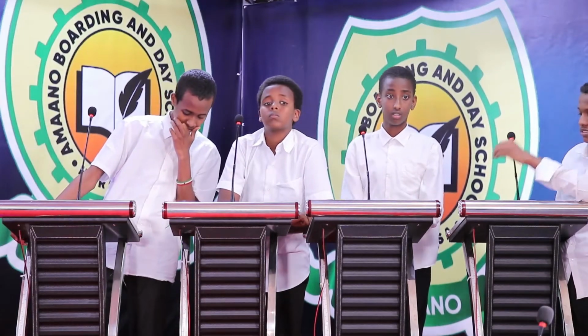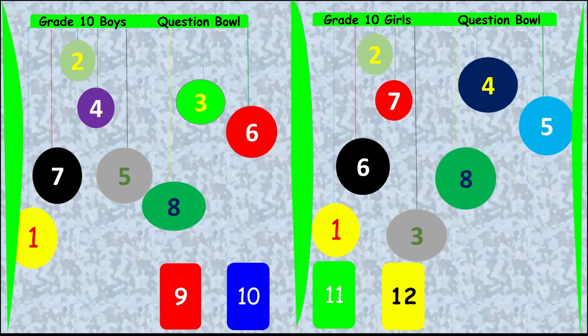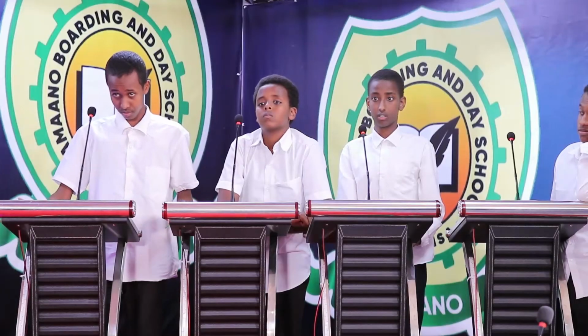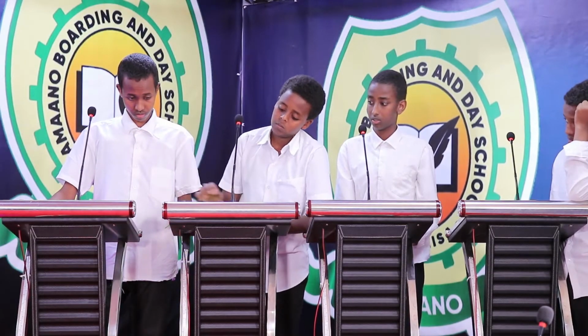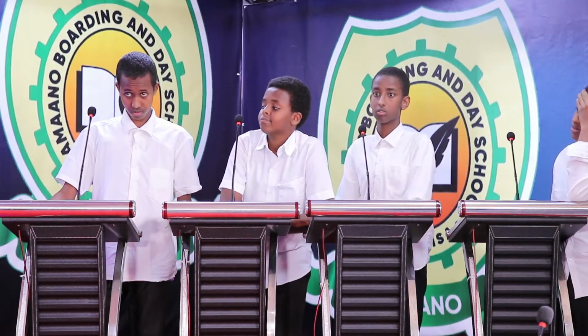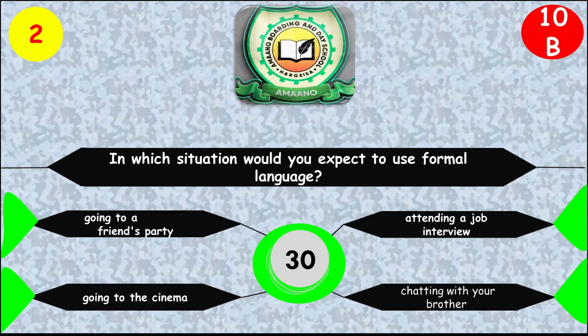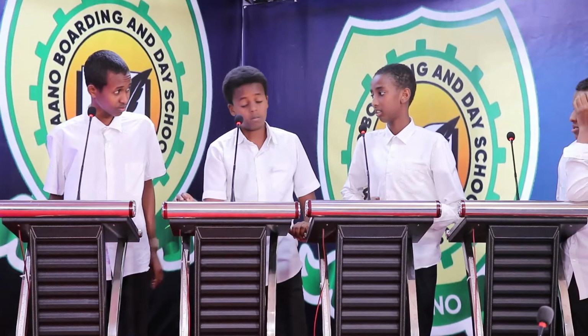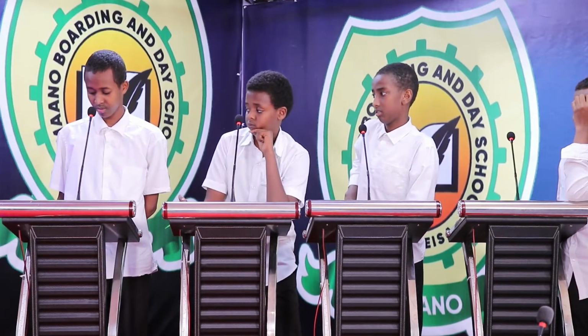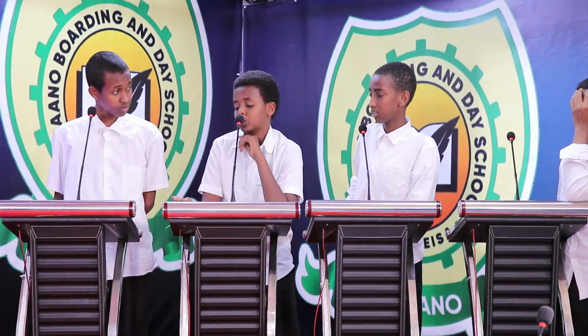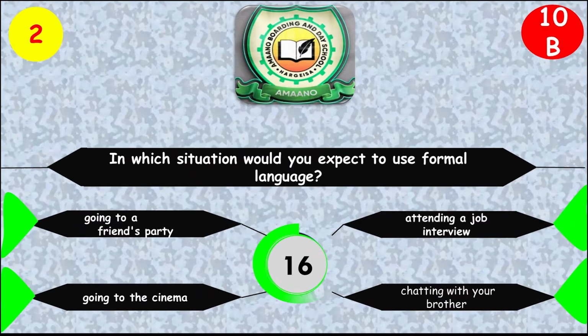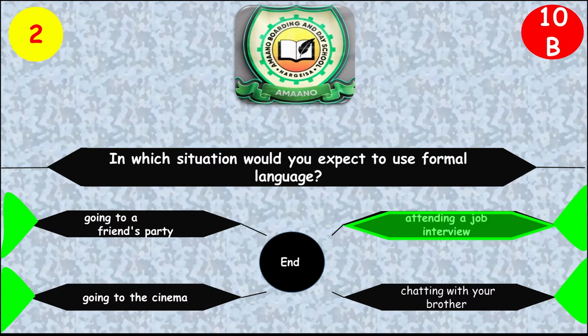Which questions haven't we answered? 1 to 8. 1, 2, or 8? Question 2 for the boys. This is an English question. In which situation would you expect to use formal language? Going to a friend's party, attending a job interview, going to the cinema, or chatting with your brother? Attending a job interview. That's correct for the boys.